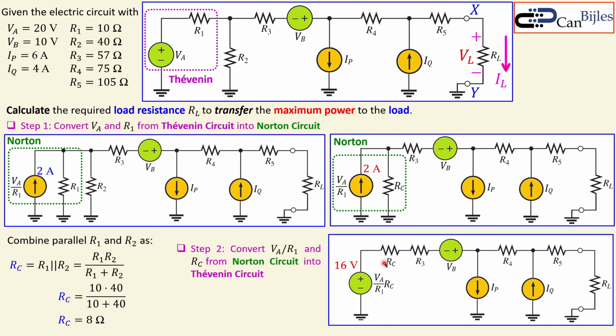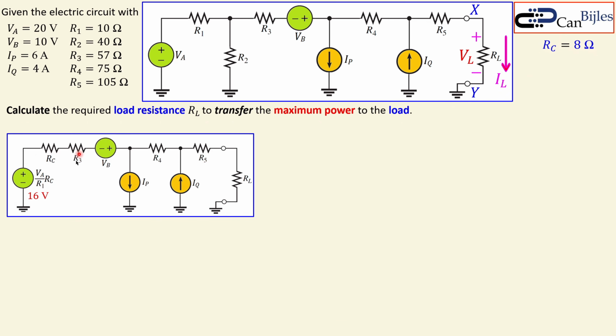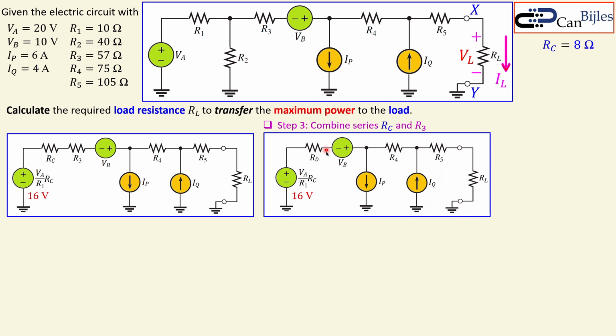Now it is in series with R3. That is nice to have, because now we have RC in series with R3, and that can easily be calculated by using the series resistor formula. So this is the Thevenin part. Now moving on, let's collect them. This RC is now 8 ohms, and R3 is 57. So for the third step, combine RC and R3. I just call it RD. So RD is RC plus R3.